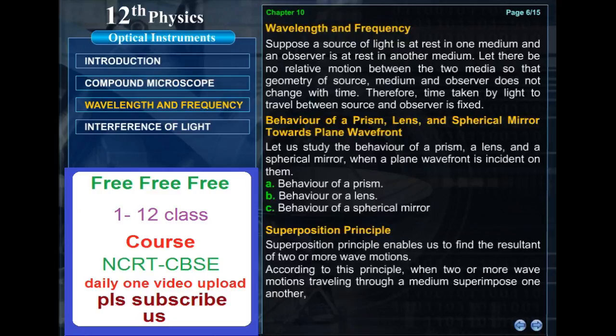This principle tells the way in which the wave front is propagated further in a medium. Wavelength and frequency. Suppose a source of light is at rest in one medium and an observer is at rest in another medium. Let there be no relative motion between the two media, so that the geometry of source, medium and observer does not change with time. Therefore, the time taken by light to travel between source and observer is fixed.